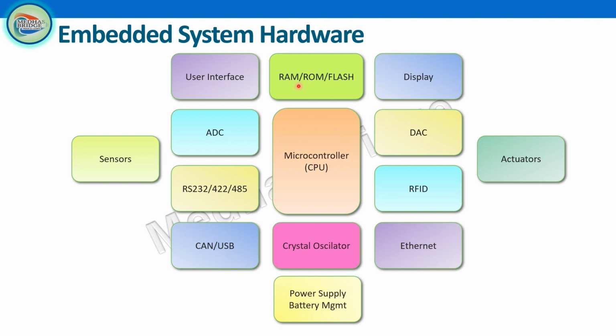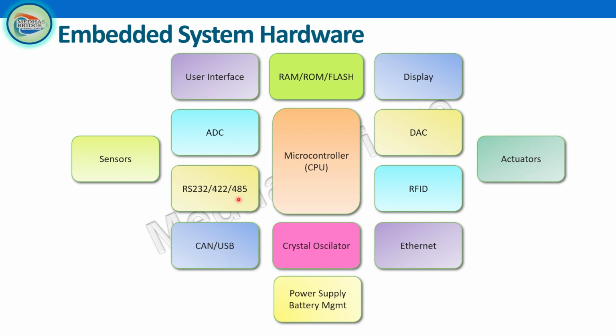We have a different variety of memories used in embedded systems. You have RAM, ROM, flash. An embedded system needs to communicate to external devices, isn't it? So we require an interface. Some devices may have serial port communication. Some devices may have CAN or USB. Some devices are network interface devices. Some are wireless. Hence, our embedded system should have these interfaces as a provision inside the system.